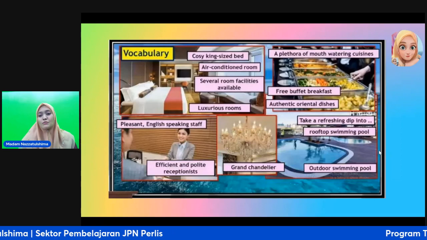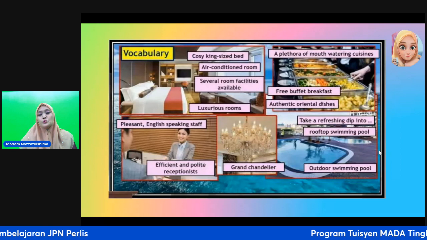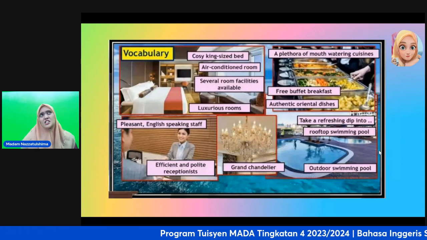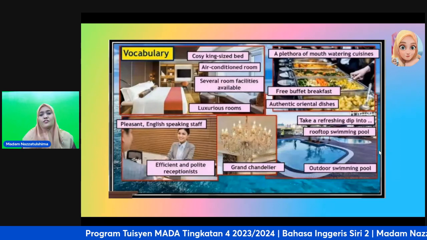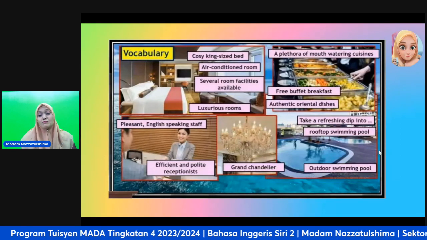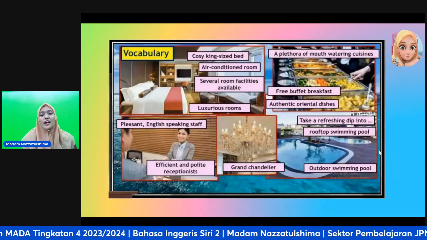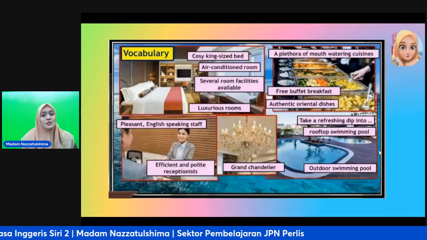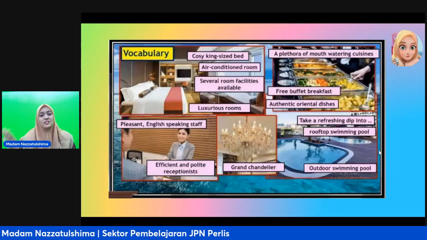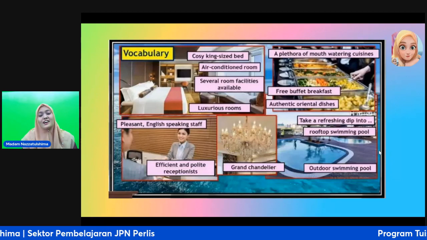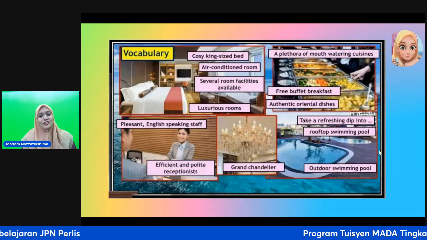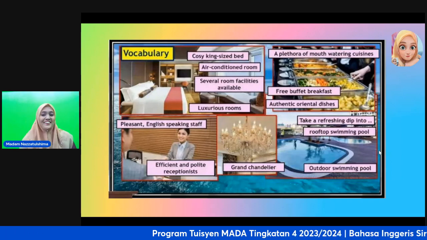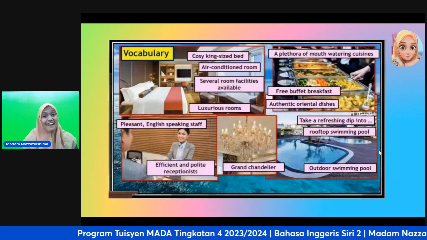Take a refreshing dip in a rooftop swimming pool. I'm sure in Malaysia there are not so many hotels that offer this kind of swimming pool, a rooftop swimming pool, where you can take a refreshing dip and then look at the whole city. For example, if you're going to Alor Setar, you can see the whole Alor Setar from the top. So it's very interesting and exciting, right?